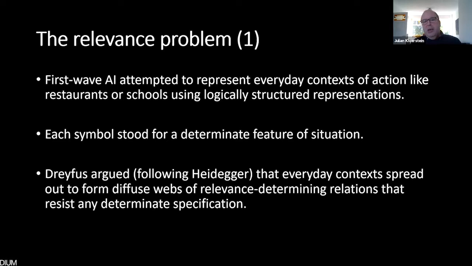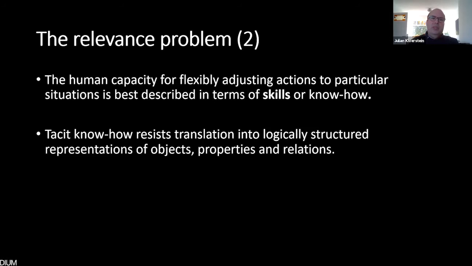But machines, when you attempt to program them to deal with these everyday contexts of action, run into problems because these everyday contexts are not made up of these discrete determinate features. Instead, they are holistically structured. They form these webs of involvement that necessarily make reference to human concerns and interests and needs. And good old-fashioned artificial intelligence tried to abstract away from those human concerns, involvements, and needs, and reconstruct what humans know when they know how to find their way around the world in terms of these logically structured representations and rules. And the relevance problem is the problem of, first of all, finding the right representations to tell you how to deal with these everyday contexts, like being in a restaurant, being in a school.